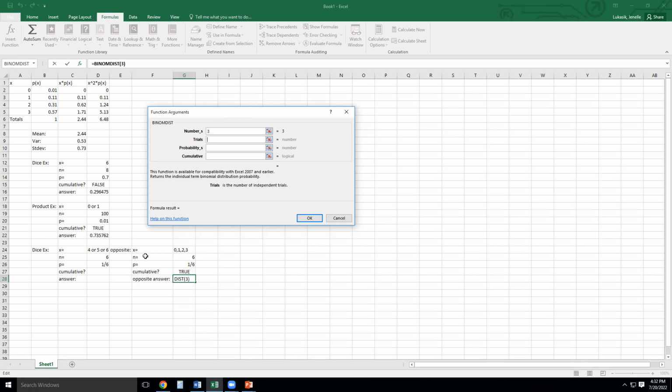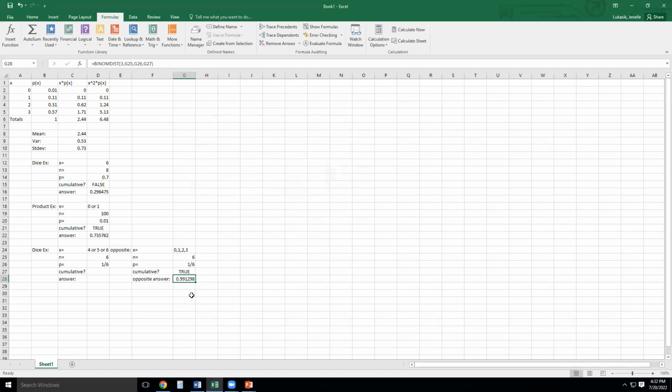Hopefully that makes sense. So the number of trials is 6. We're taking 6 rolls. The chance of a success is 1 out of 6. You can type 1/6 in this box and it'll recognize a fraction. You can see it thinks of it as a decimal, which is fine. And we do want it to be cumulative, so we'll say true because we want it to add 0, 1, 2, 3 all in one shot. Then we don't have to do them all separately. This number that we got here is the exact opposite of what we want. In probability, exact opposites add up to 1.